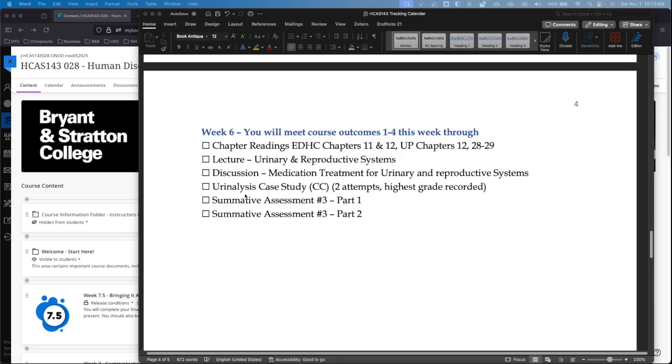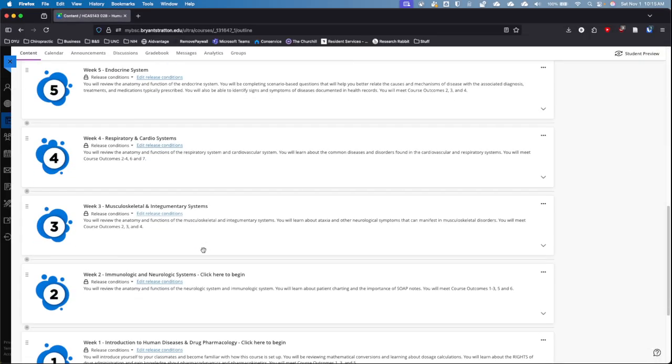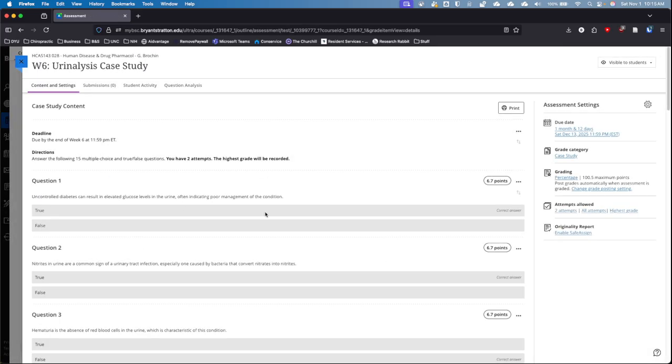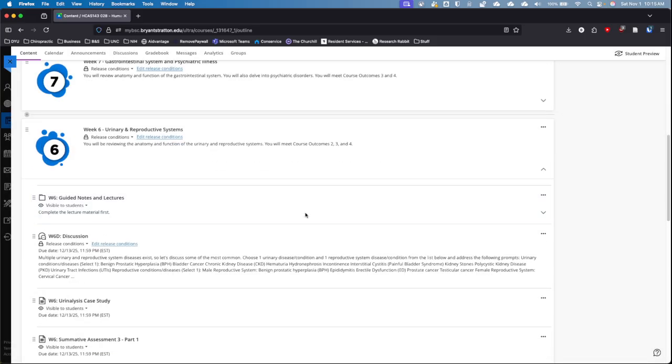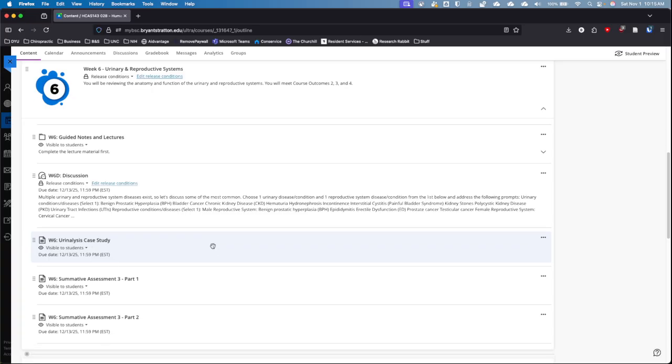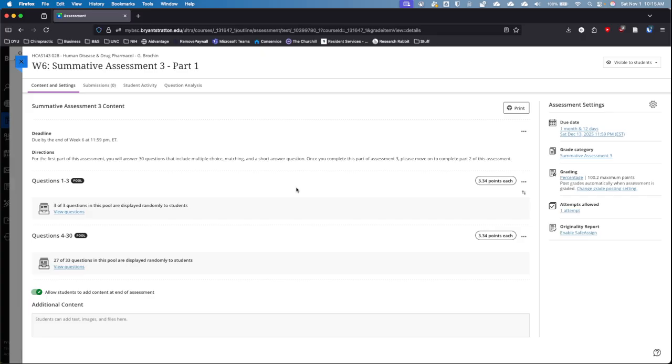We have our urinalysis case study. Like always, case study means 2 attempts. And then we have summative assessment 3, part 1 and 2. One thing I want to point out with this urinalysis case study here in week 6, this one doesn't have anything that has to be written in. So the nice part is, again, you have 2 attempts. Since there's no short answer stuff, it will be graded automatically by Blackboard. And so you're able to complete these as early or late into the week as you want to without worry of issues with feedback.